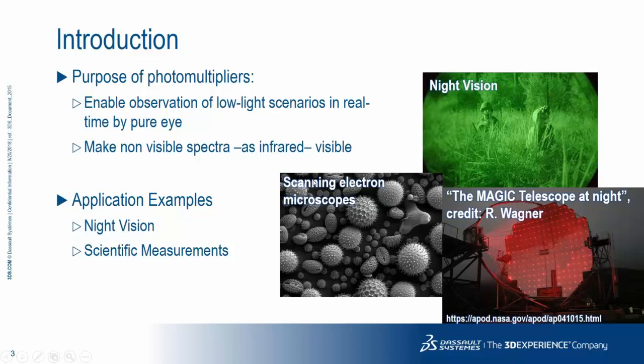For example, the scanning electron microscope uses a detector where a photomultiplier is built in, in order to amplify the secondary electron current, which finally generates the picture of the scanning electron microscope. Another scientific measurement example is the MAGIC telescope at night, which is basically used to observe gamma rays emitted from black holes or from stars, and to understand the behavior of space. In each of these, the rays coming to the telescope are then amplified by the photomultiplier.